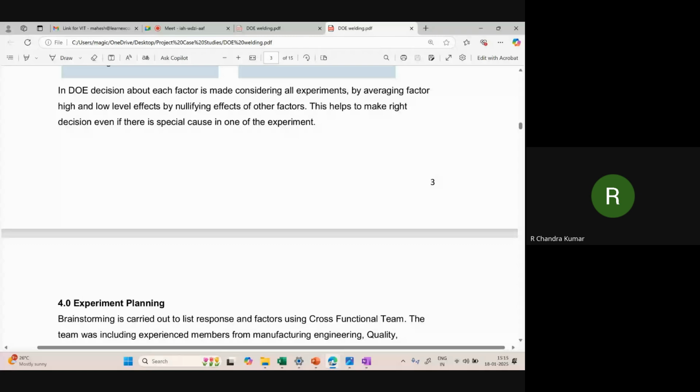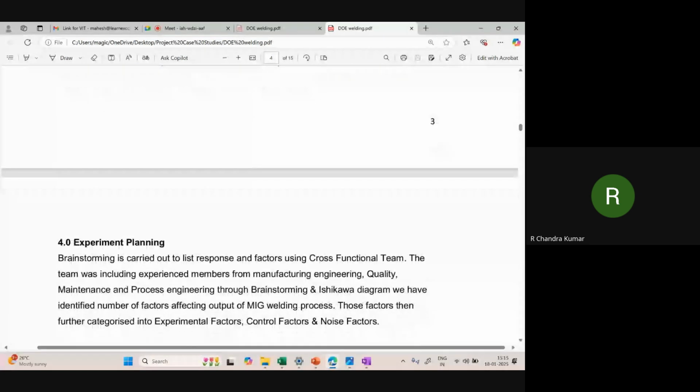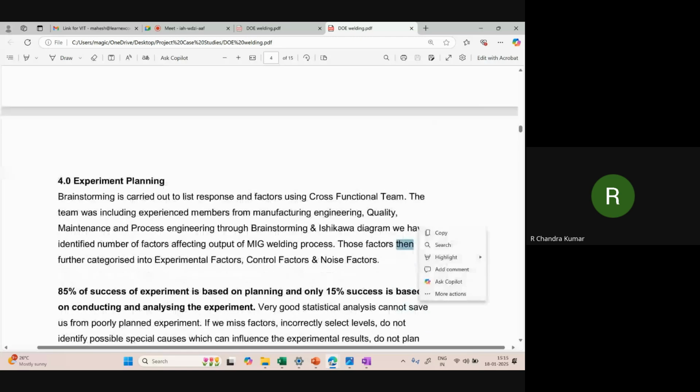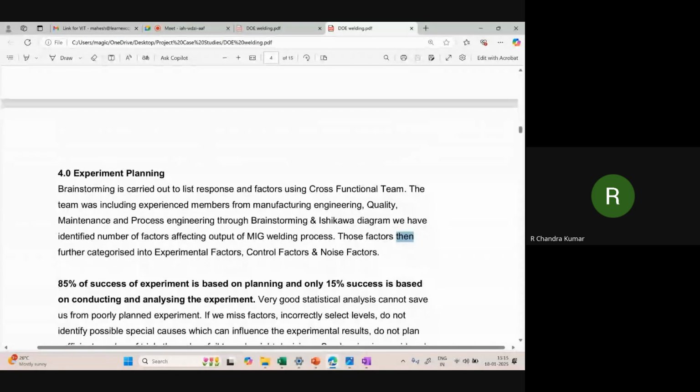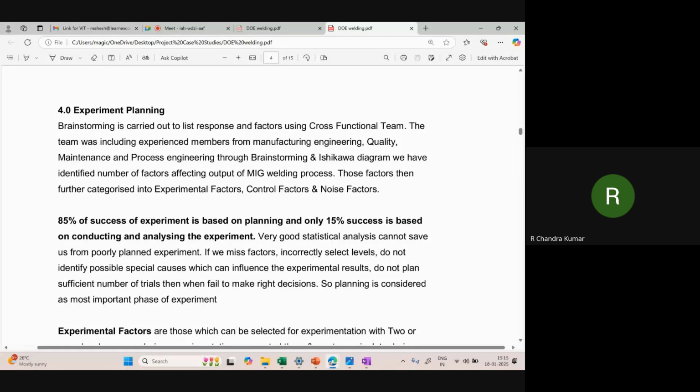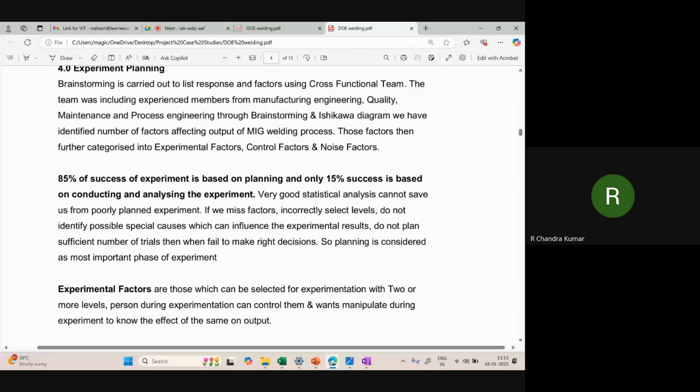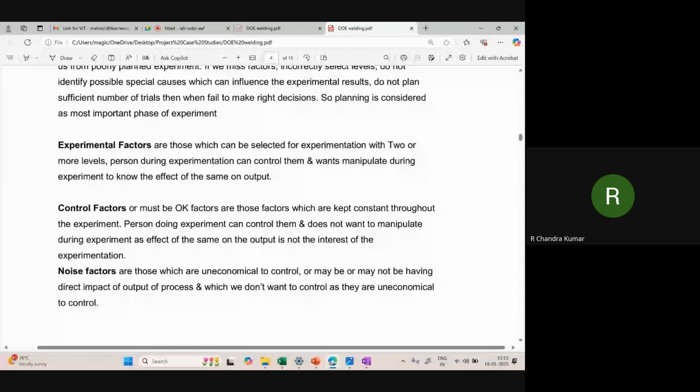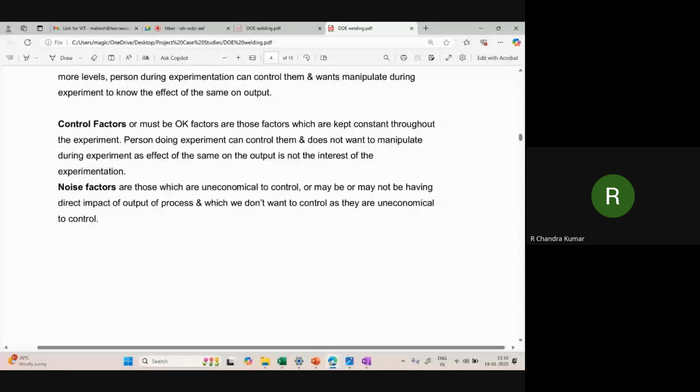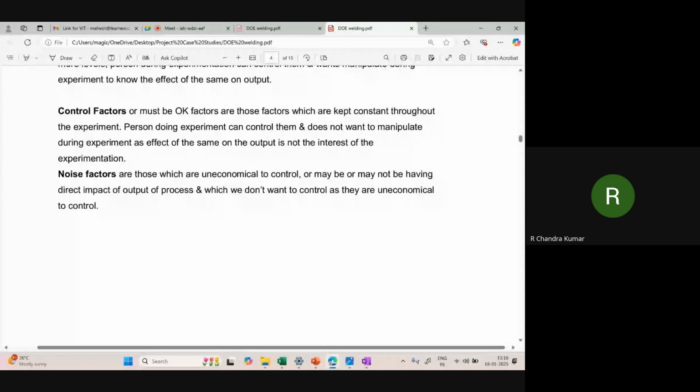The first activity is called experimental planning. How do we plan this experiment? 85% of the success of the experiment is planning. Only 15% is conducting and statistical analysis. Planning is so crucial before we conduct the experiment. Sometimes people only learn about statistical tools and they don't learn how to really conduct the design of experiments. While planning, 3 factors we have to segregate, called experimental factor, control factor, and noise factor. I'll show you the actual case, how it is done.